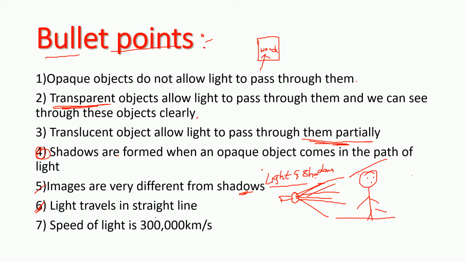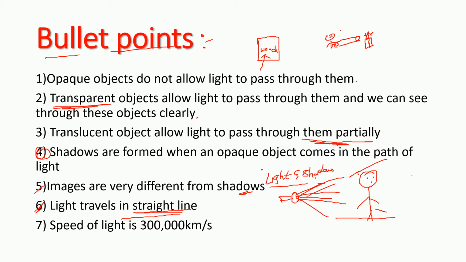Next one, sixth point, light travels in a straight line only. Let us see one example. One person is standing here, and here one candle is burning. He took a pipe and wants to see through this pipe whether the candle is burning or not. In this way he is able to see the light.